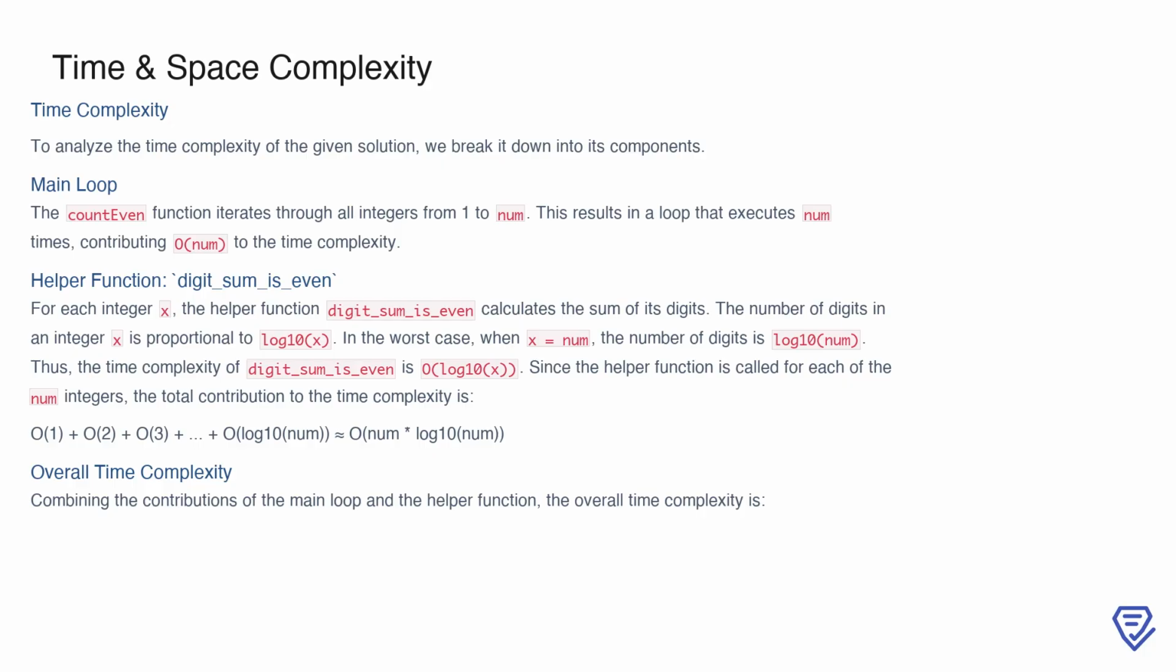Since this function is called for each of the number integers, the overall contribution from the helper function becomes the sum of the digit processing times, which is roughly O(number * log10(number)). Combining both components, the main loop and the helper function, the overall time complexity of the solution is derived as O(number * log10(number)).